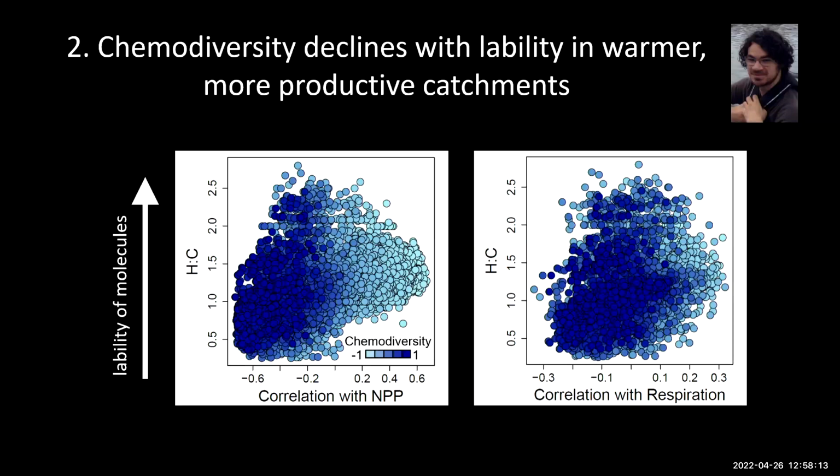We find similar trends in this plot here, where what we have is a correlation with microbial respiration. So formulas that are positively correlated with microbial respiration tend to be more labile and correlated with less chemodiversity. So the take-home message here is that the productive catchments are producing more labile compounds that are more rapidly turned over by microbes. And that's what's actually, in that case, reducing chemodiversity.